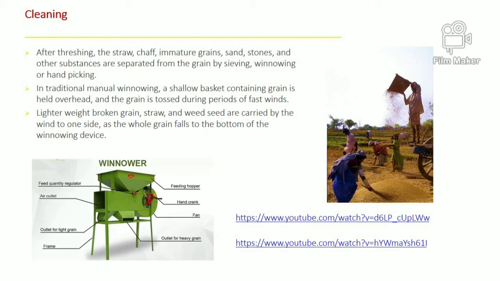After threshing, the straw, chaff, immature grain, sand, stones and other substances are separated from the grain by sieving, winnowing and hand picking. This is to be done by traditional method or by machine which is called winnower.